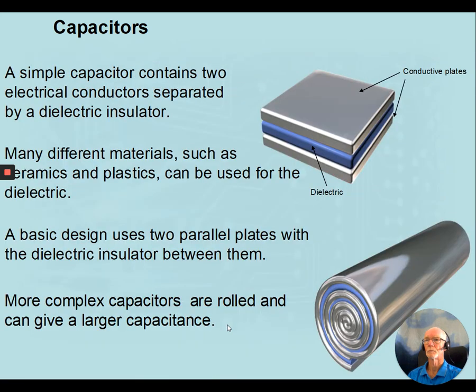In its simplest form, a capacitor is simply two metal plates with an insulator between them. The insulator we call a dielectric, and it can be many things: air, glass, plastics, etc. We'll look at them shortly. Capacitors can also, instead of being flat plates, be rolled up to give us a greater surface area for the size.